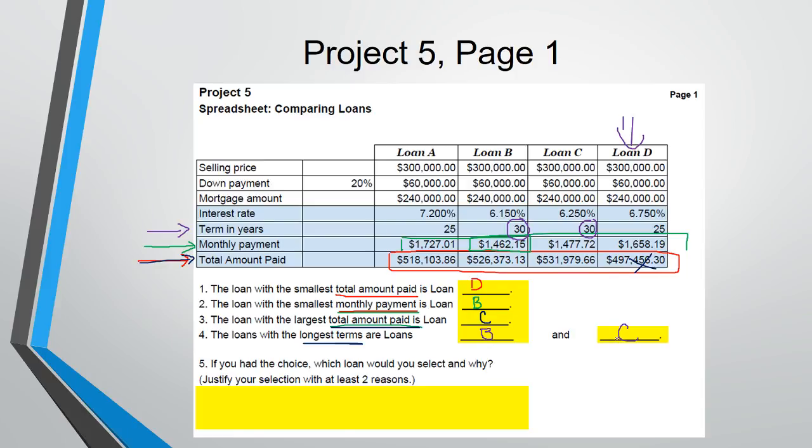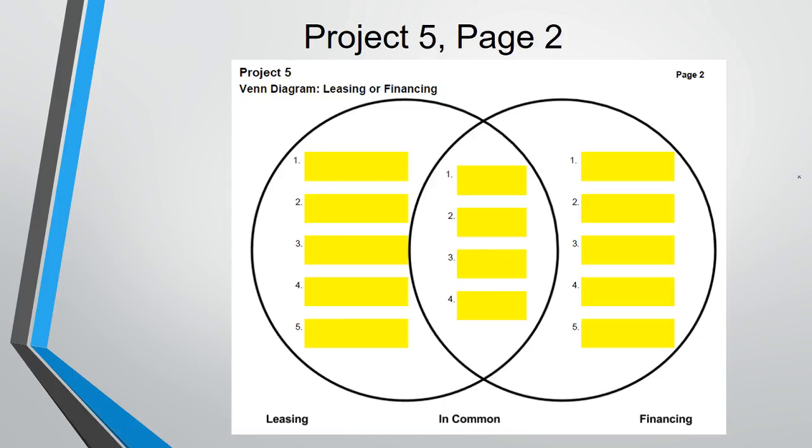So that's page 1. Page 2 is what we call a Venn diagram. Again, for your page 2, you will be comparing renting and owning. It could be renting an apartment, a house, whatever. We're doing one that's called leasing and financing. Very similar to renting and owning. So leasing and financing for cars, right?